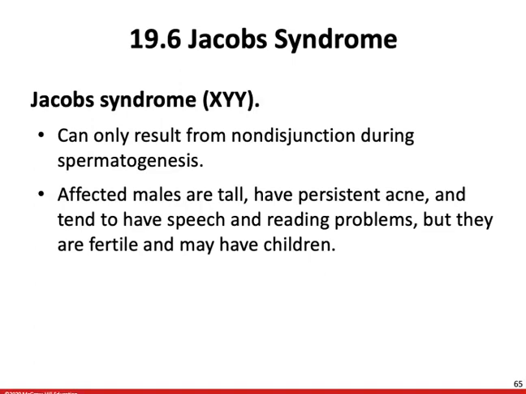Jacobs syndrome can only result from a nondisjunction during spermatogenesis. This is where we're going to have an additional Y chromosome. Individuals who have this genotype are going to tend to be very tall, have persistent acne, and tend to have speech and reading problems. But they tend to be fertile and do tend to produce normal, healthy offspring. All right, and that's our Jacobs syndrome.